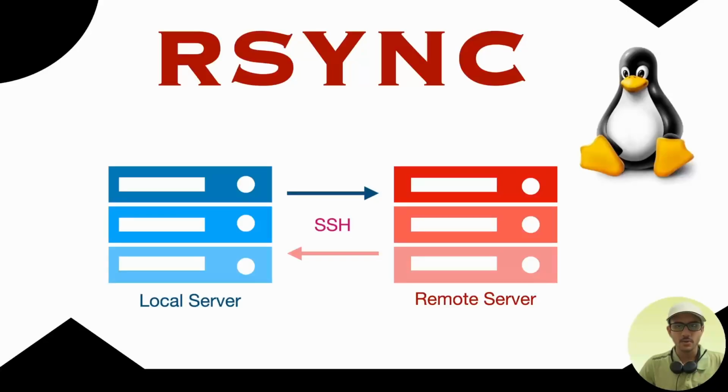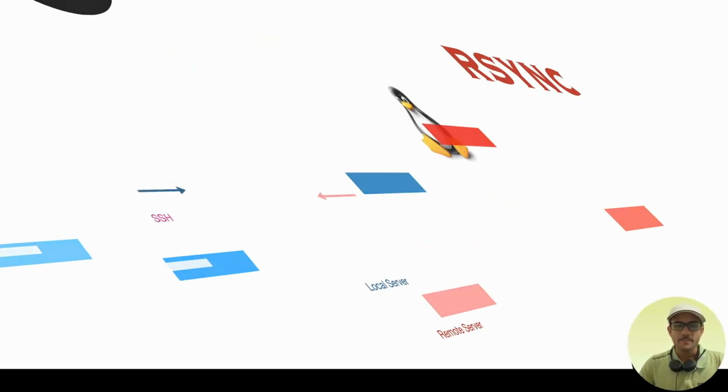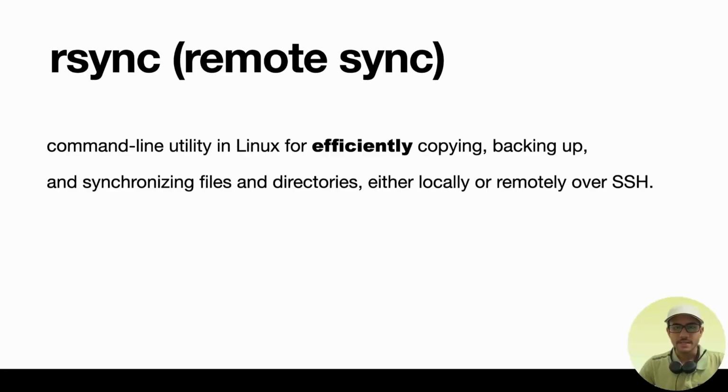Today I will be talking about the rsync utility in Linux. So rsync is basically a command line utility that helps us sync files between two computers. So rsync, which basically stands for remote sync, is a command line utility in Linux for efficiently copying, backing up, and synchronizing files and directories either locally or remotely over SSH.